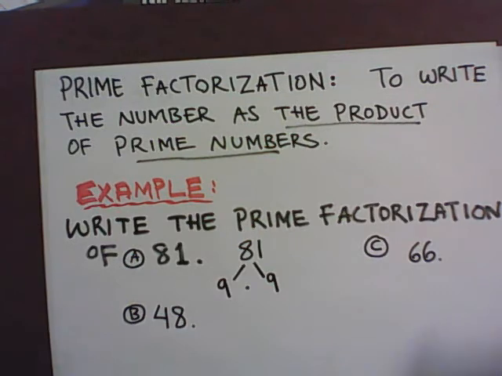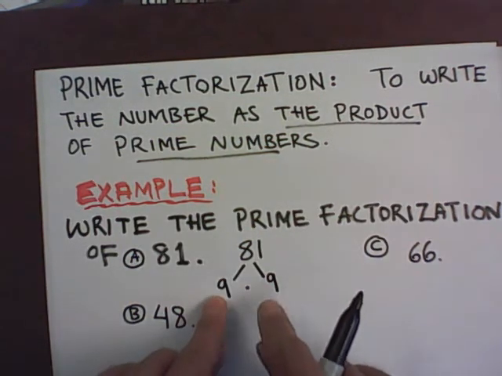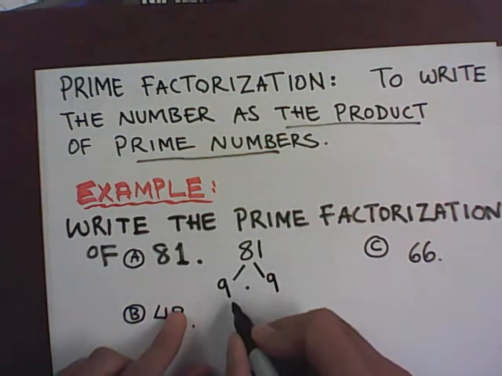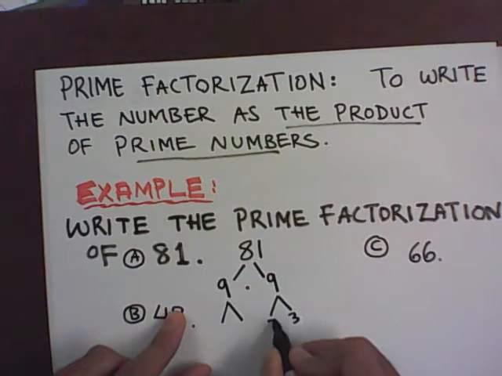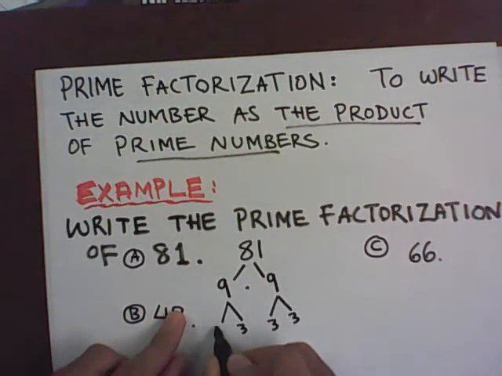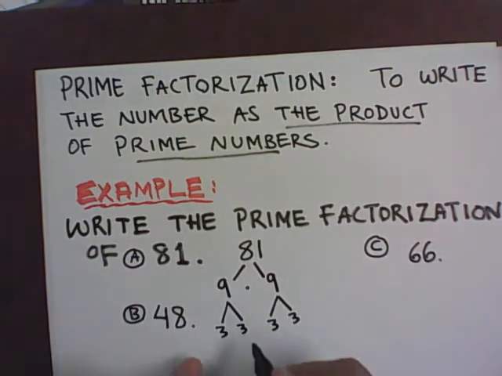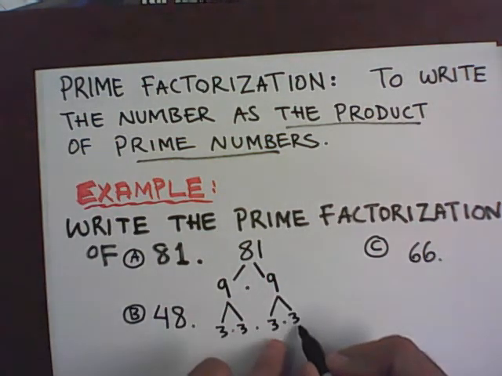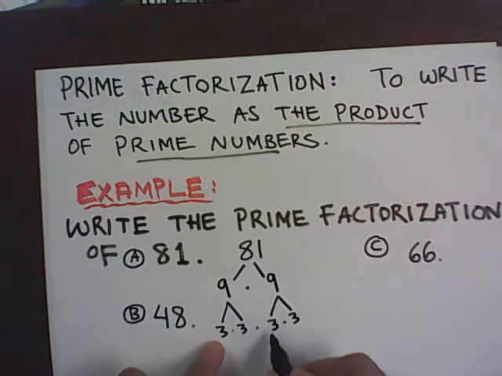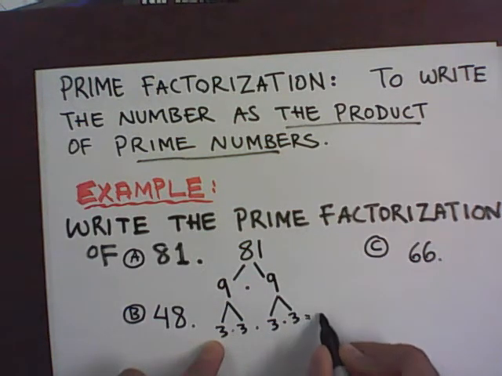9 times 9 is 81, right? Okay, but remember, 9 is not prime, so we're going to break it up again. So 9 is what times what? 3 times 3. Okay? Alright, so here's what we got. And remember, this is the product, so we're all multiplying. So now, this is the final answer. We break it down all the way to their prime factors, 3 times 3 times 3 times 3. So it's 81.